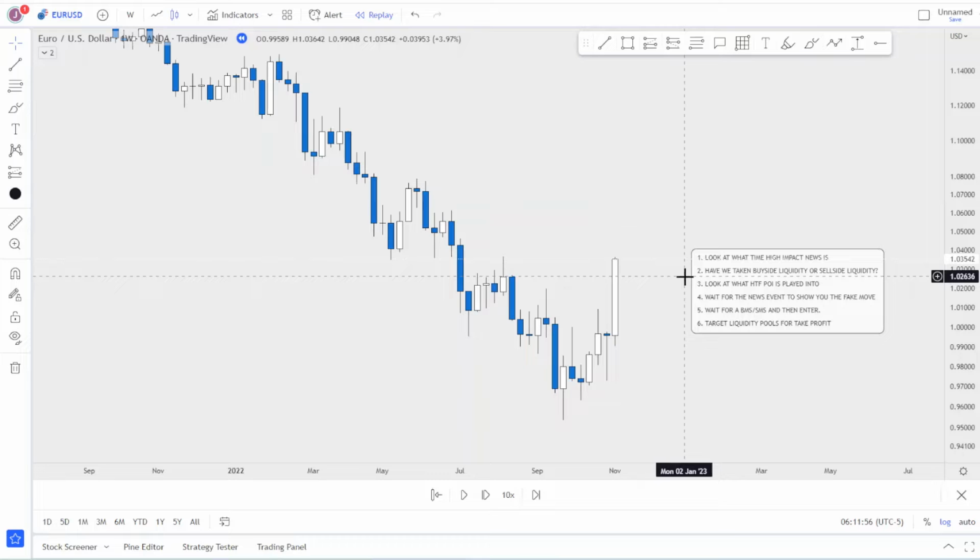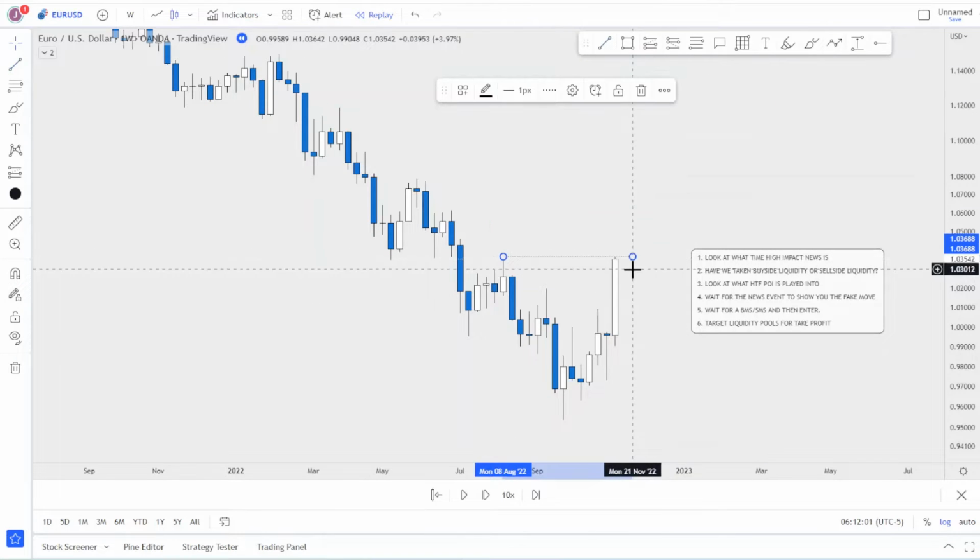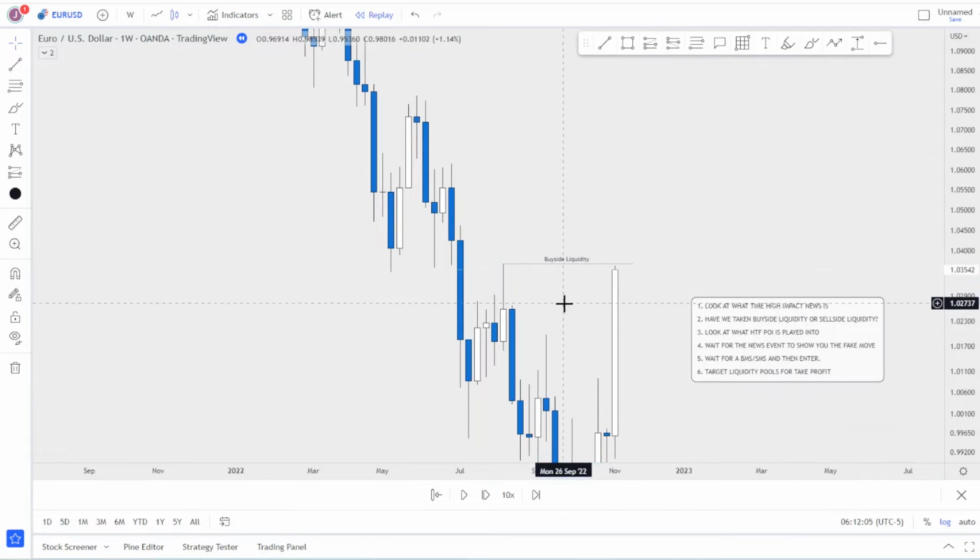Next, have we taken buy side liquidity or sell side liquidity? Over here, we can see this is the buy side liquidity, and we can see it hasn't been taken yet coming into this week. So that is our next point. Once we take buy side liquidity, we'll want to retrace and go to take out sell side liquidity on a lower time frame.